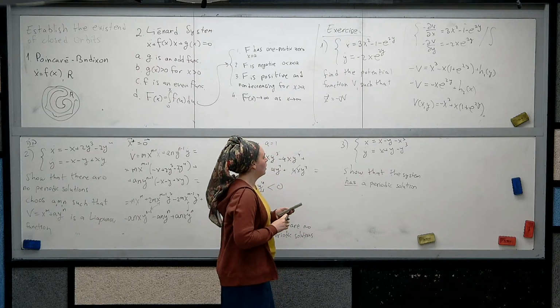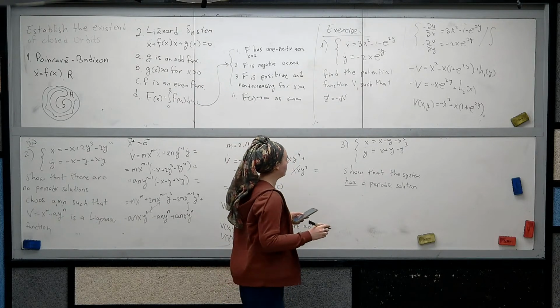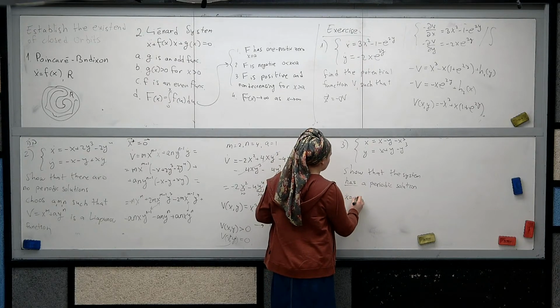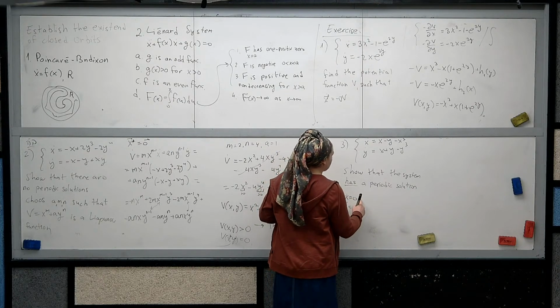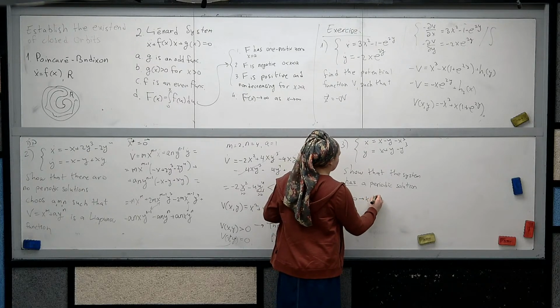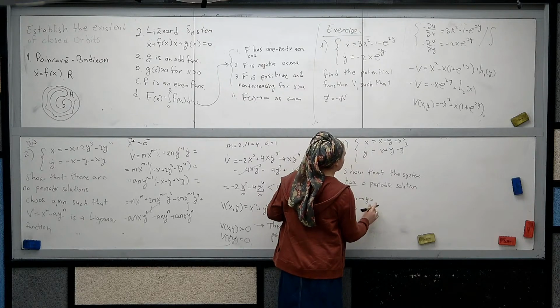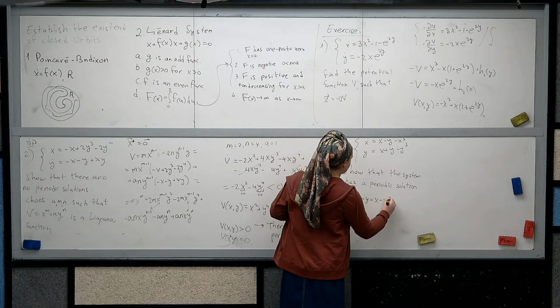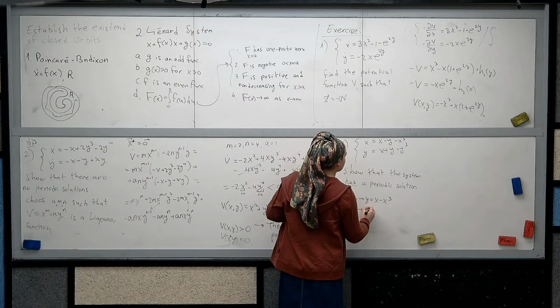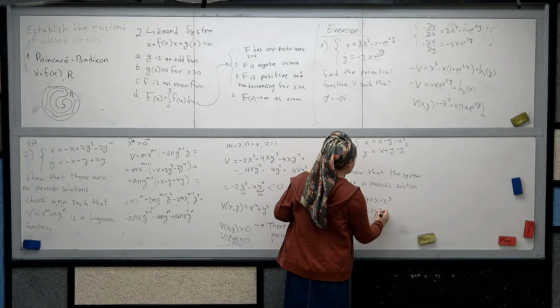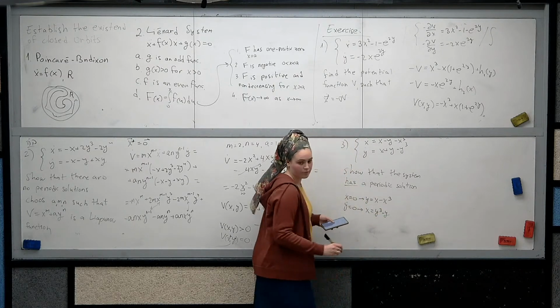Okay, so how are we going to do that? First, let's look at the lines where x dot equals 0 and y dot equals 0. This will happen for x equal y, okay, y equal x minus x cubed, and this will happen when x equals y cubed minus y.